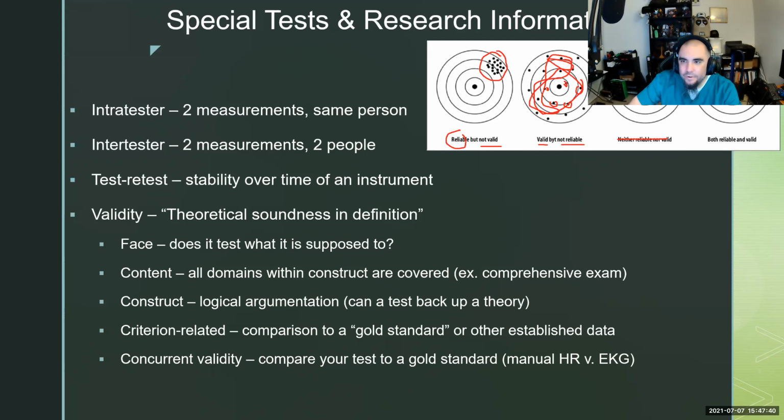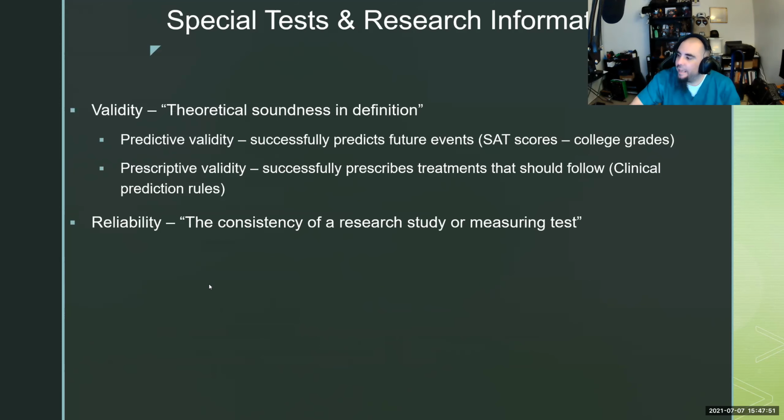It does test for different things, right? But it also tests on a different scale, if that makes sense as well. So there's a different scoring scale as well.